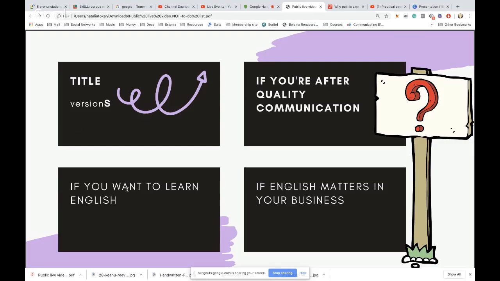And I could have picked many. I could have said, if you want to learn English, if English matters in your business, I'm sorry. And I've chosen this: if you're after quality communication. Now, why did I choose this? Because I remember I heard it somewhere before, but then I wasn't really sure. I've never heard anyone say this word combination, if you're after quality communication. So I wanted to check myself, right?